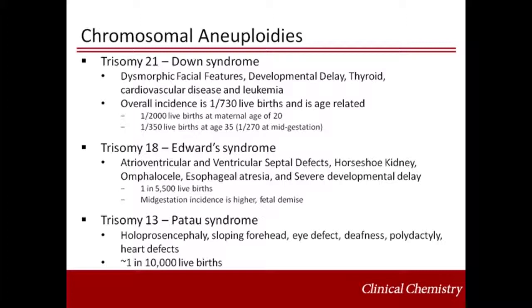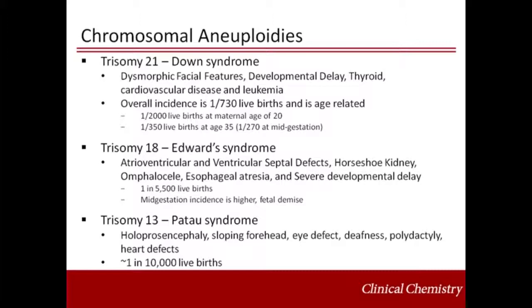It is commonly appreciated that there is a maternal age-related increase in the incidence of Down syndrome. The incidence of Down syndrome live birth is approximately 1 in 2,000 at a maternal age of 20. This risk increases to 1 in 350 live births at a maternal age of 35 and continues to increase beyond that age. The incidence of Down syndrome at mid-gestation is slightly higher at 1 in 270. However, some pregnancies will, of course, end prematurely, resulting in a slightly lower incidence at birth.